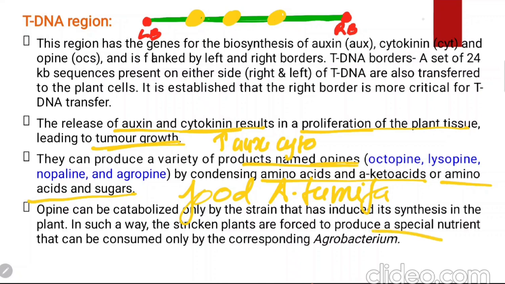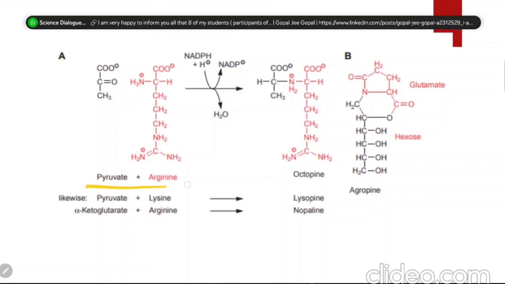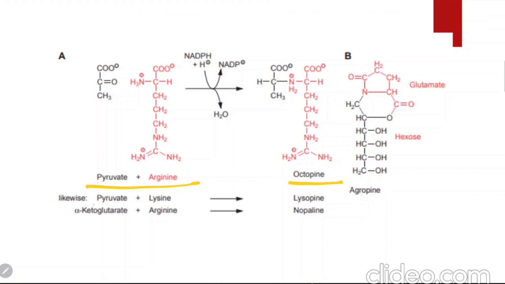Then we talk about some of the common opines such as pyruvate plus arginine giving octopine, pyruvate plus lysine giving lysopine, and alpha ketoglutarate plus arginine giving nopaline.